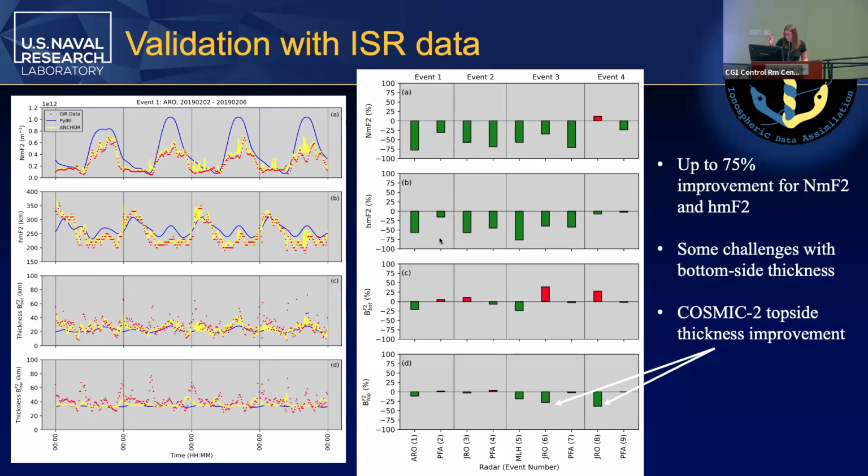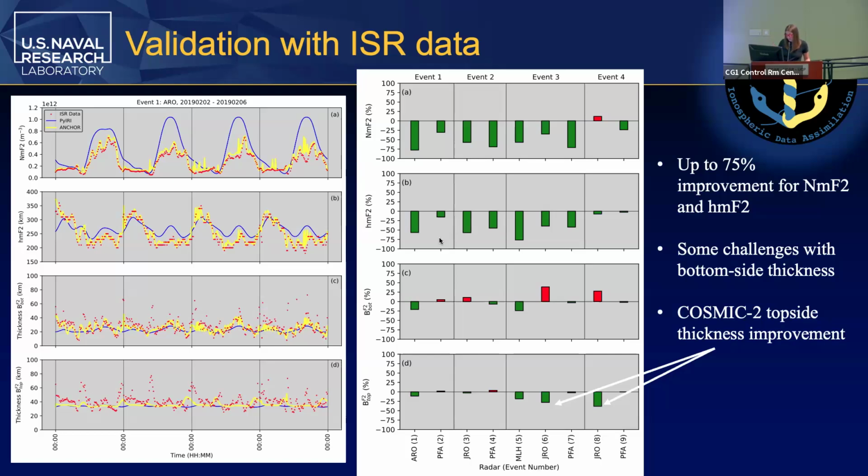So the thickness of the bottom side of F2 layer is the most complicated parameter because it's constantly getting kind of messed up with the F1 layer. So sometimes the ionogram can confuse F1 layer with F2 layer, and that affects the thickness. So there are those complications. That's why sometimes we have those red bars, which is not ideal, but we will be working on it.